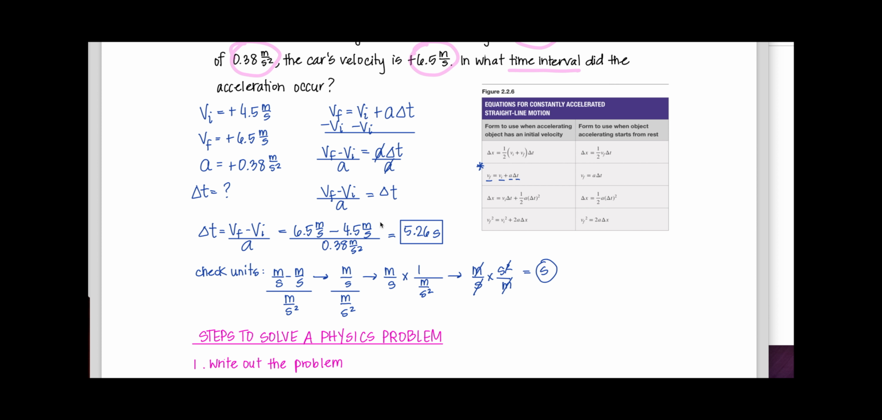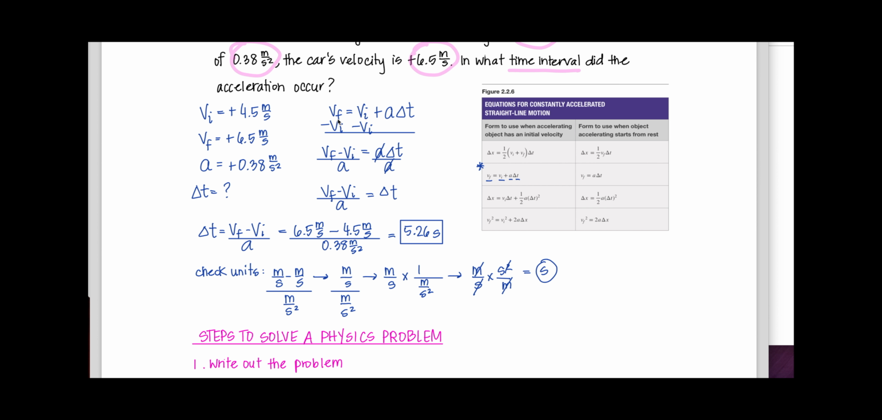Now there's a couple of ways that you can go ahead and check your work for accuracy. You can either go and plug this delta t back into your equation up above and see if you actually get a v sub f of 6.5 meters per second. So I would take the 5.26 seconds, plug it in for delta t, multiply it by the acceleration of 0.38 meters per second squared, and then add to it the initial velocity of 4.5 meters per second. And if that does in fact yield a v sub f, or a final velocity of 6.5 meters per second, then I know I'm good.